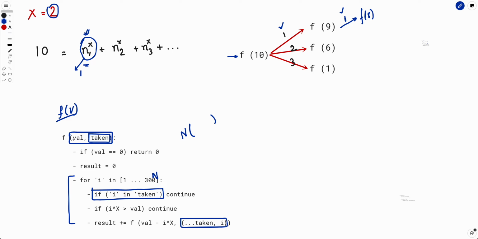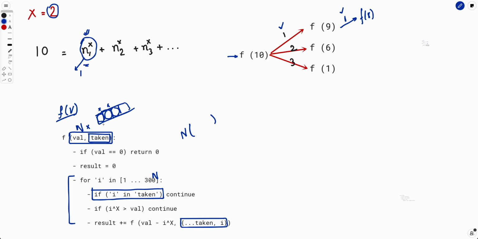Now, how many states are there? Number of states would be number of distinct values of val multiplied by number of distinct values of taken. So number of distinct values of val can again be n, right? Now what is the number of distinct values of taken? Taken is an array, right? And you have to figure out how many distinct values of this array are possible. To figure that out, you can simply multiply the number of distinct values of each position. So you can say how many distinct values the 0th position can take, how many distinct values the 1st position can take, how many distinct values the 2nd position can take, and so on and so forth. And you multiply them all to get the worst case distinct number of values of the taken array. Each of these indexes can go all the way up to 300, because these indexes are nothing but what you are filling in, right? So you can fill these values with 300 at max. So each of these indexes can go all the way up to 300.